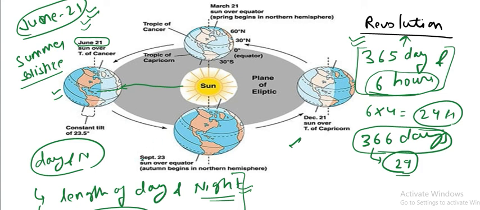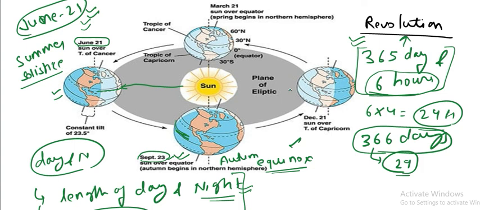Now the earth moves further. On September 21, the sun rays fall vertically on the equator. This is the equator, this line. So sun rays vertically fall on the equator. On this day, September 21, the day and night are equal in both hemispheres, and this is called autumn equinox. Equinox means equal day and night.